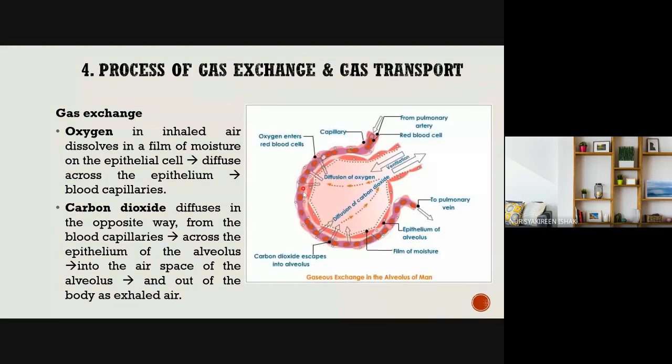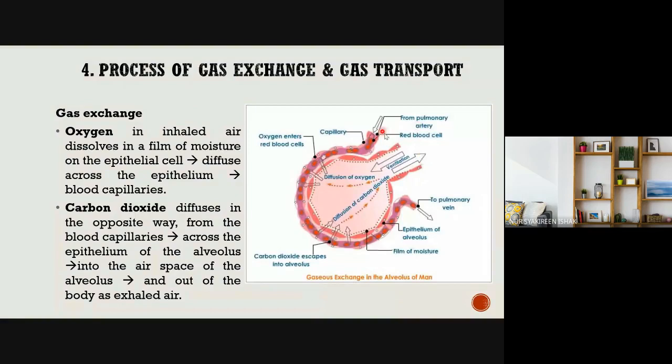Okay, and as for the carbon dioxide from the blood cell, within the blood cells, again you have the hemoglobin, which previously binds to the carbon dioxide, which forms carbaminohemoglobin. So carbon dioxide will be released, so it diffuses across in the opposite way lah. So the carbon dioxide diffuses in the opposite way from the blood capillaries, across the epithelium of the alveolus into the airspace of the alveolus and out of the body as exhaled air.